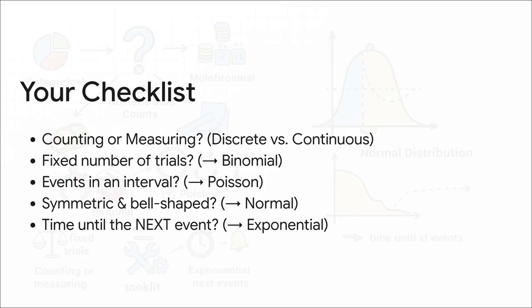It all starts with that first big question. Are you counting or measuring? If you're counting, the next question is about trials. A fixed number? That points you to binomial. Events in an interval? That's Poisson. And if you're measuring, look for that symmetric, bell-shaped curve for the normal distribution. Or if your goal is to measure the time until the very next event, exponential is your answer. This checklist should guide you straight to the right model every time.